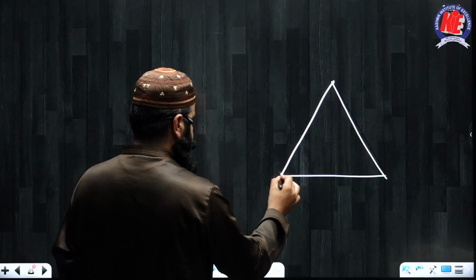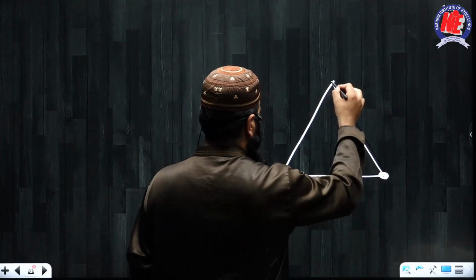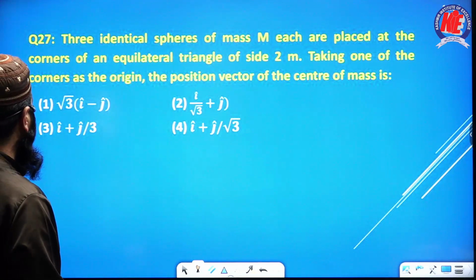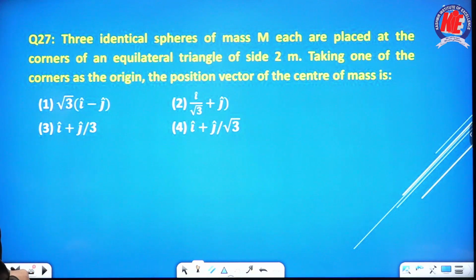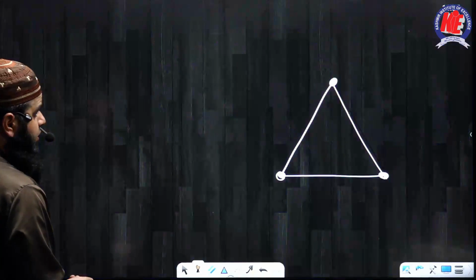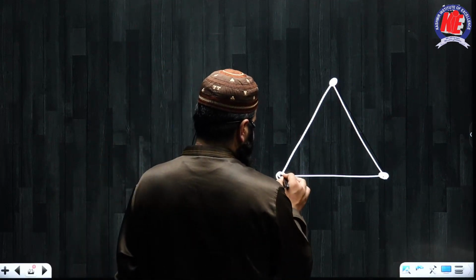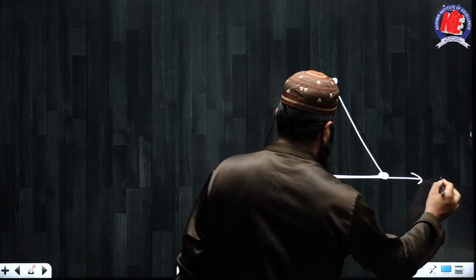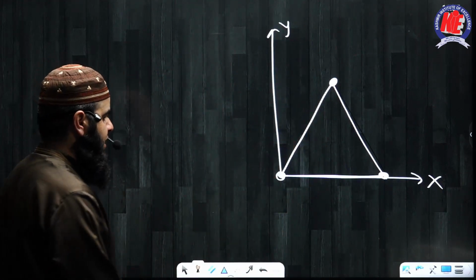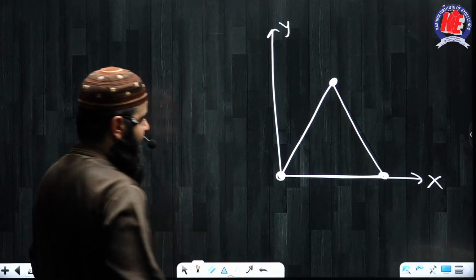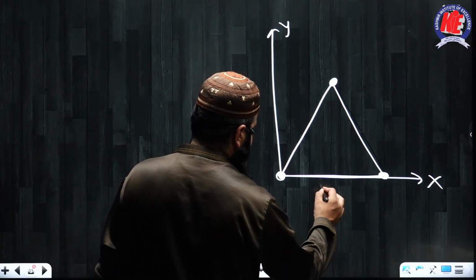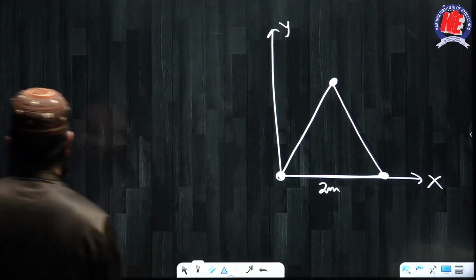This is the situation. Three particles. Three identical spheres of mass m each are placed at the corners of an equilateral triangle of side 2 meter. So, if I take this as an origin, and this is the x-axis and this is the y-axis, we have to go for the RCM, position vector of center of mass. बेटा ये वाला origin पे है तो इसका position vector null vector होगा. इसकी बात करेंगे, इसका position vector simply अगर 2m आपकी length है तो 2m I cap आएगा.